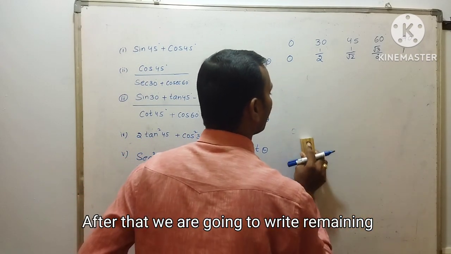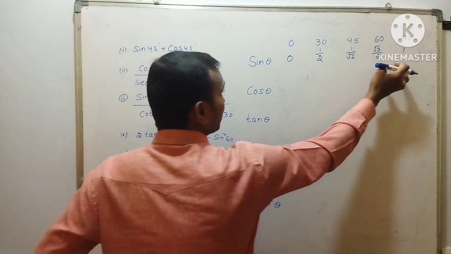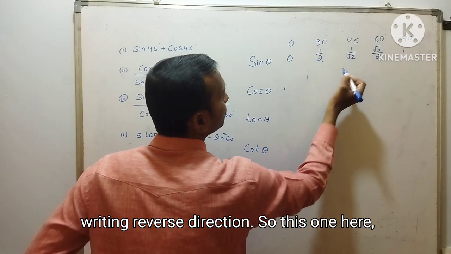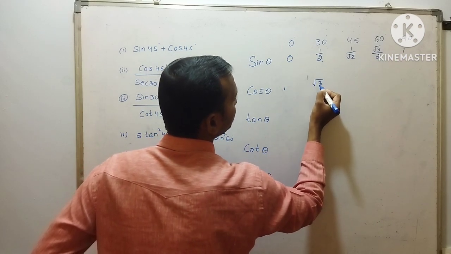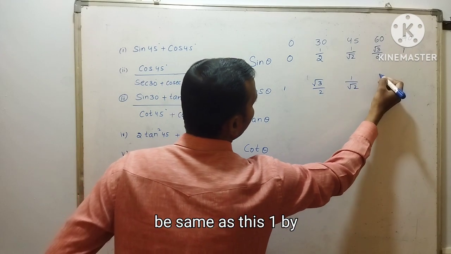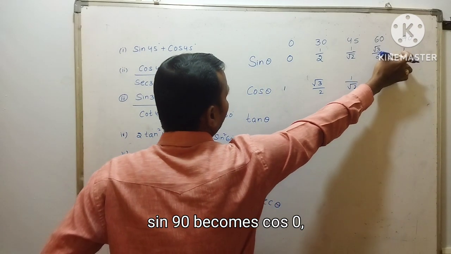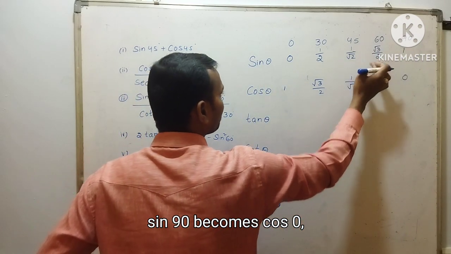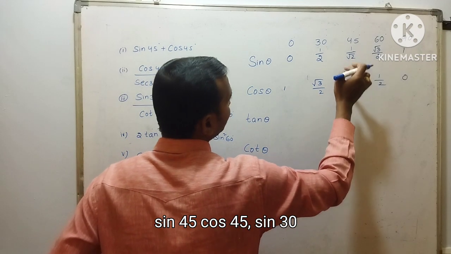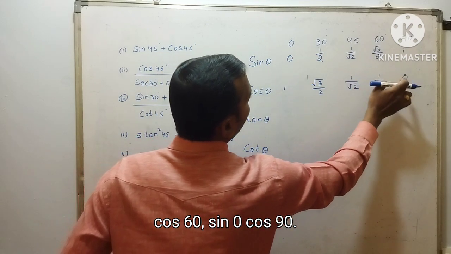After that, we are going to write the remaining values with the help of sine values. Just write in reverse direction. So this one here, this root 3 by 2 here, 1 by root 2 will be the same as it is, 1 by 2, 0. If you write sine 90 becomes cos 0, sine 60 becomes cos 30, sine 45 cos 45, sine 30 cos 60, sine 0 cos 90.